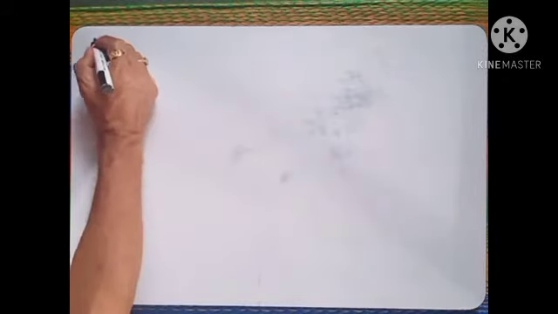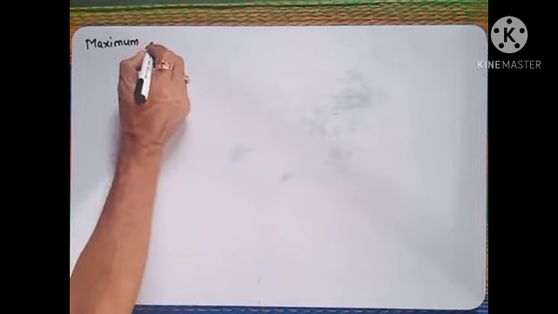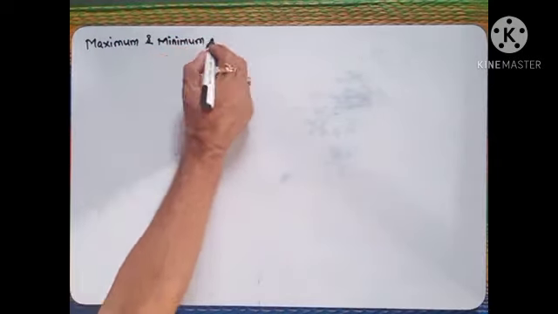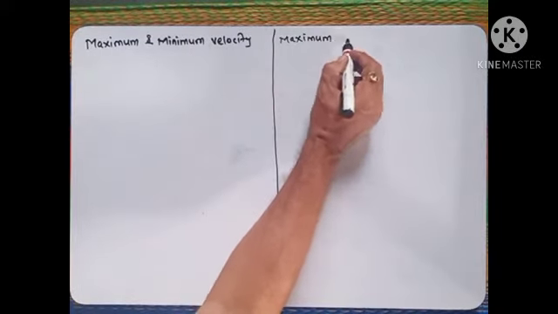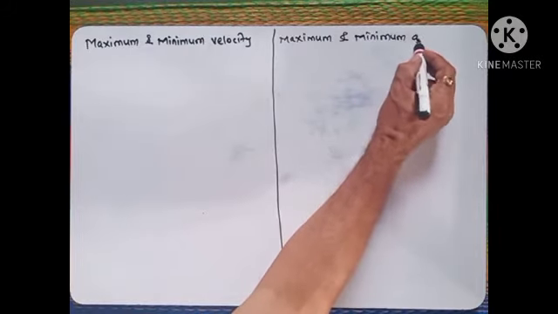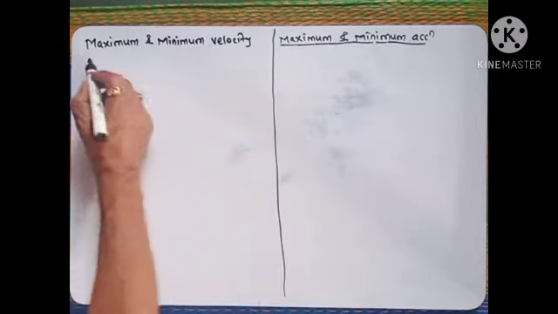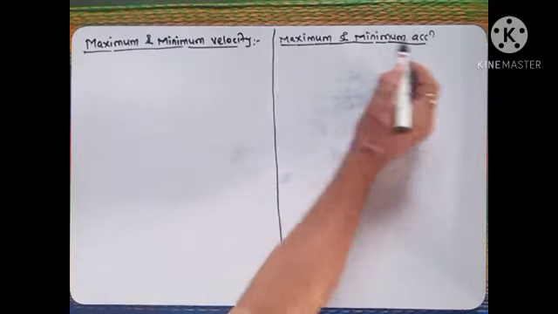Maximum and minimum velocity. And again next we consider here maximum and minimum acceleration. We consider both the articles side by side. Maximum and minimum velocity, maximum and minimum acceleration.